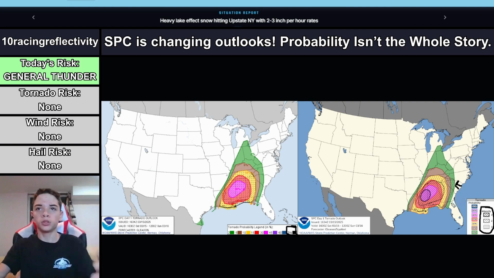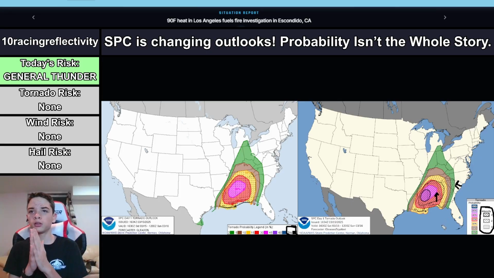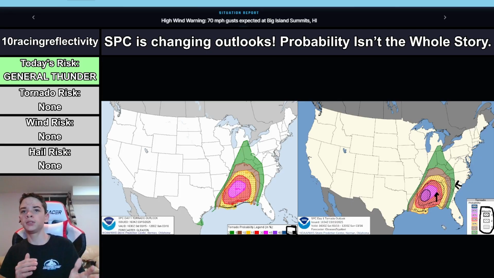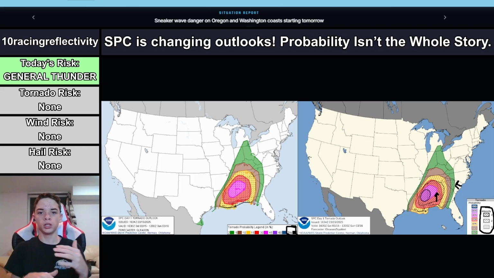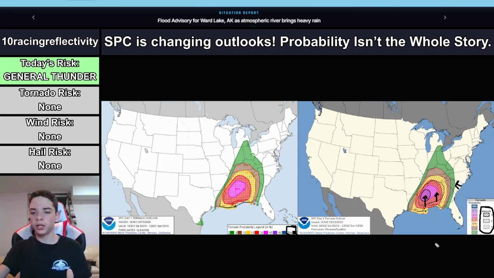Then you've got the CIG level 2 here, including parts of the 10, 15, and 30% areas. And this will really start to ramp things up here. This is when you really want to be looking out and being prepared for severe weather and tornadoes. And then finally, we've got CIG level 3 here. This is in the 30% region.